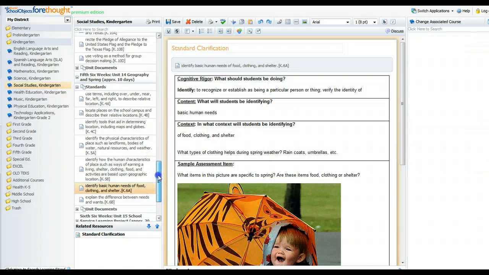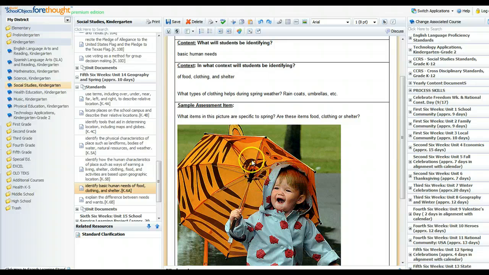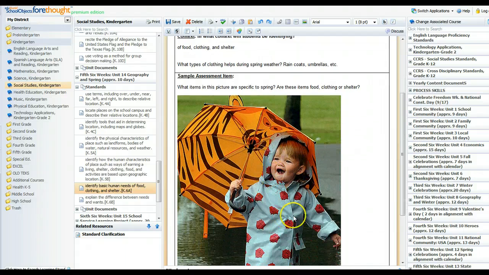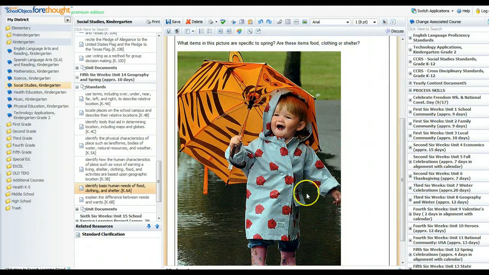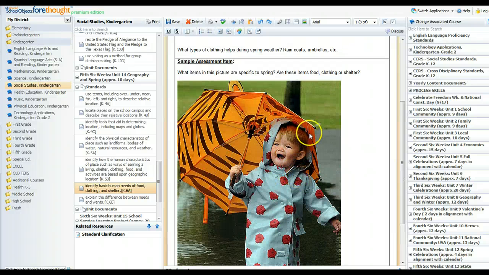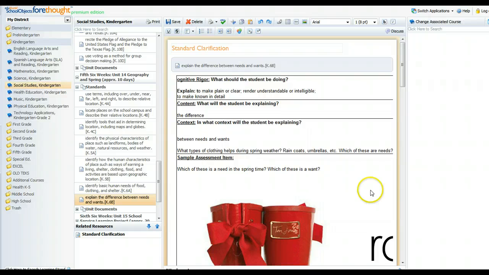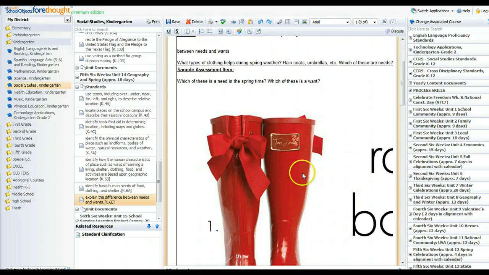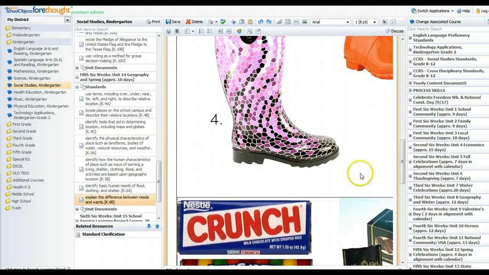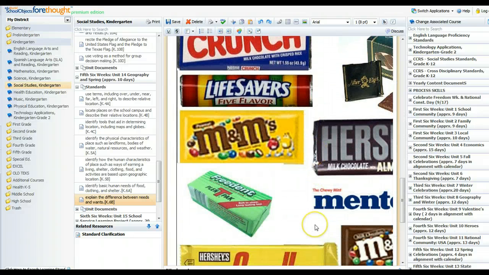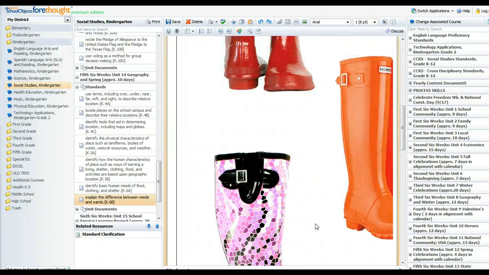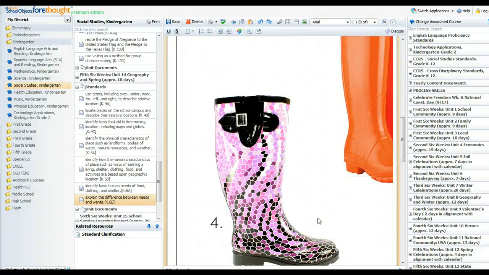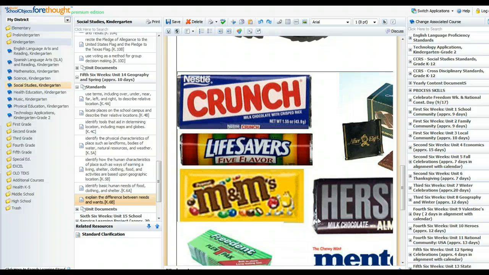Our next TEK talks about basic needs. So what we've put on here is what types of clothing help during spring weather. We have raincoats, umbrellas, and there's a picture I put up here. And you could have the students in this picture talk about what are the things that you would need here, and are these items food, clothing, or shelter, because they still need to be able to differentiate between that. Now on this one, we have which of these is a need in the springtime, and I have a picture of boots, and I have pictures of candy. We need to talk about the difference between needs and wants. Boots might be needs. Candy, although it is yummy around Easter time, might be a want.